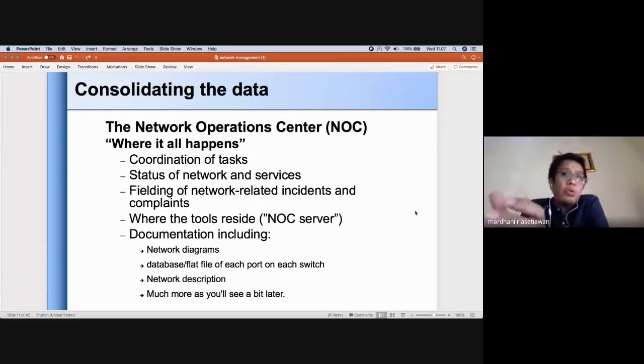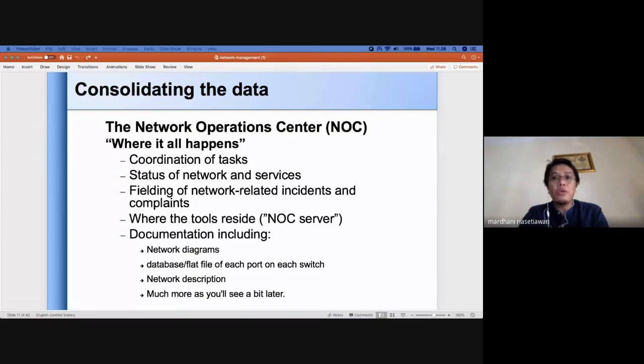So we will provide the network diagram, and then a flat file or database file of each port on each switch, network descriptions, and a lot of things. So it will be in the network management. We are very familiar with the network operation center, or NOC. I will give you some examples of how network management or network monitoring is implemented in our university, for example.